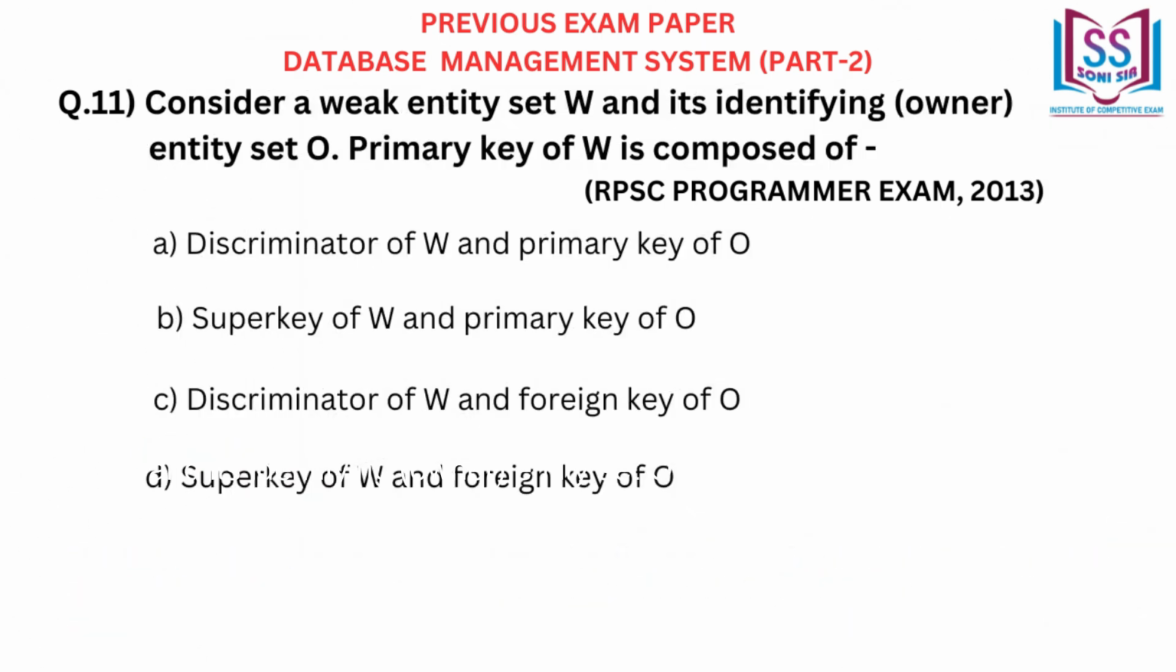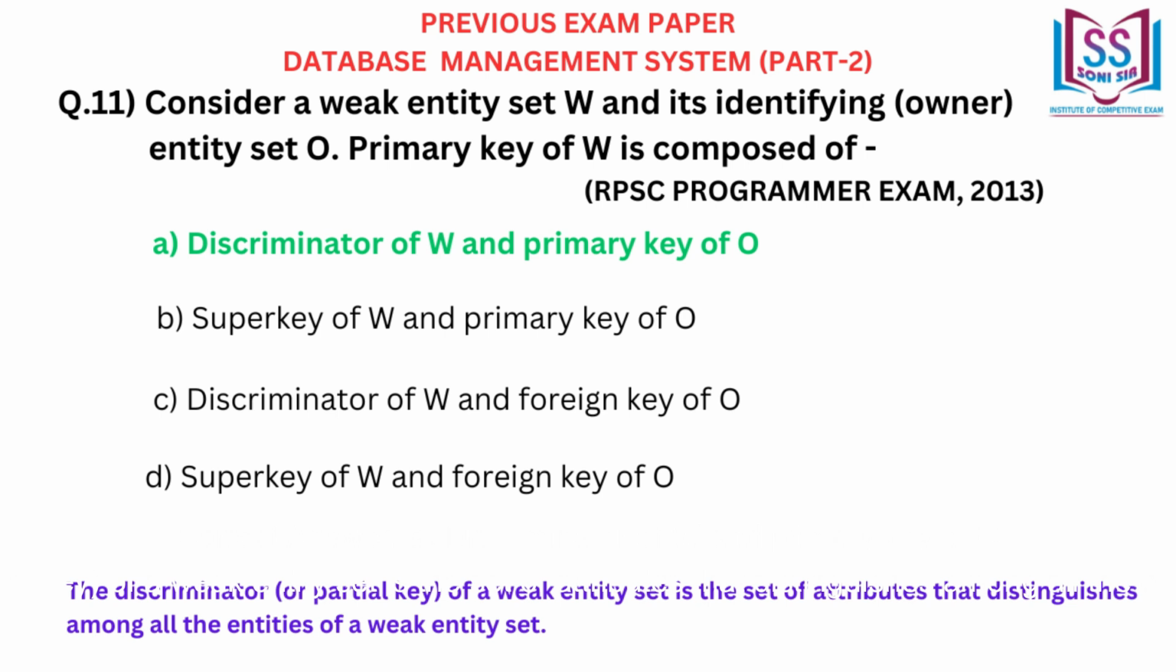Consider a weak entity set W and its identifying owner entity set O. Primary key of W is composed of: A. Discriminator of W and primary key of O. B. Super key of W and primary key of O. C. Discriminator of W and foreign key of O. D. Super key of W and foreign key of O. Correct answer A. Discriminator of W and primary key of O. The discriminator, or partial key, of a weak entity set is the set of attributes that distinguishes among all the entities of a weak entity set.